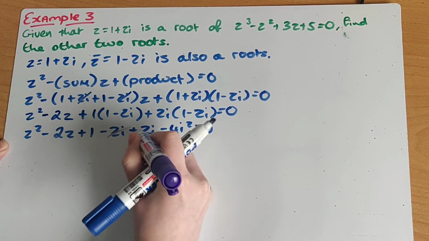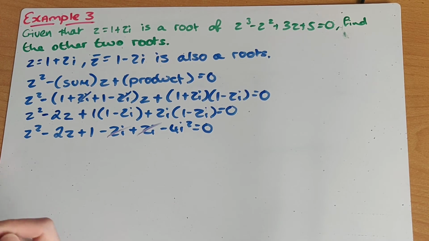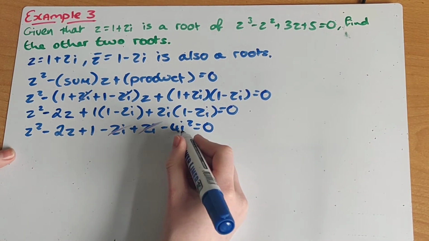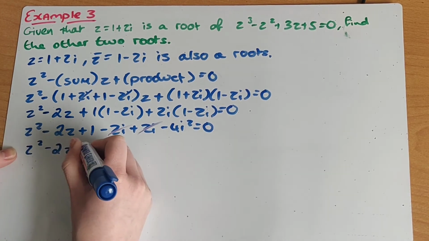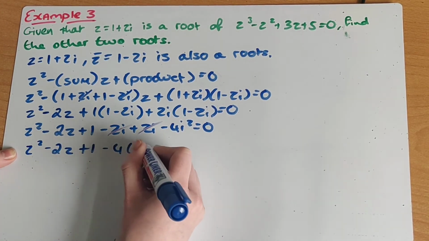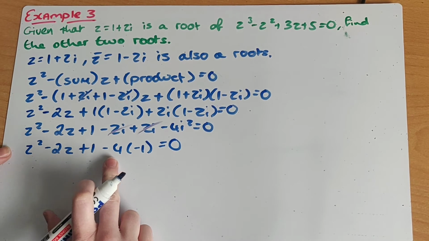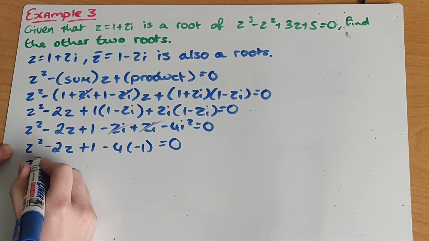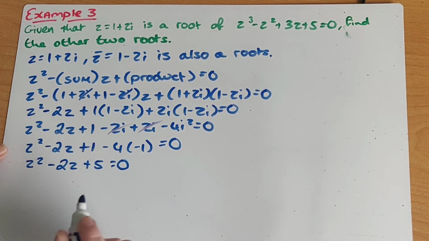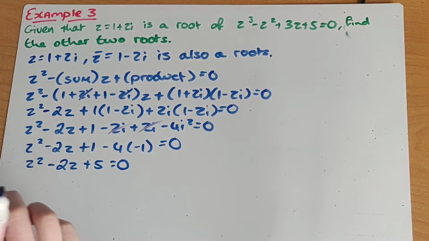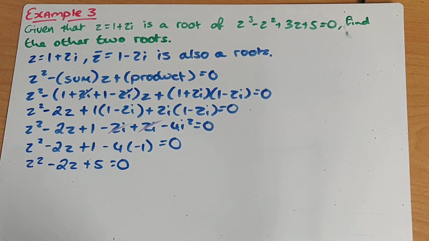So again, my 2i's both cancel. We know that i squared is really minus 1, which I need to sub in for. So we have plus 1 minus 4 by minus 1 is equal to 0. Minus 4 by minus 1 we know is plus 4. So I get z² - 2z + 5 = 0. Now I can use my quadratic here to divide into my cubic to find the third root.